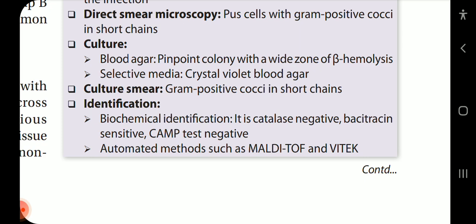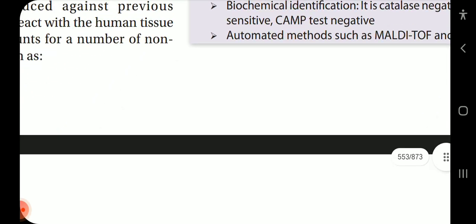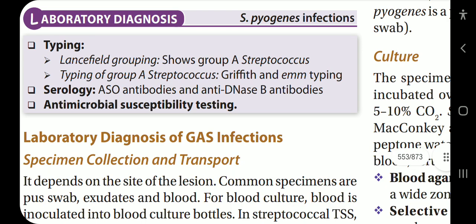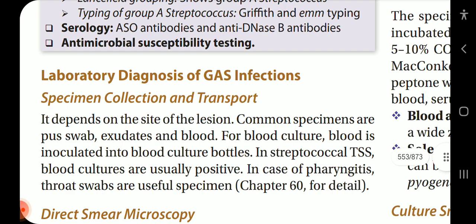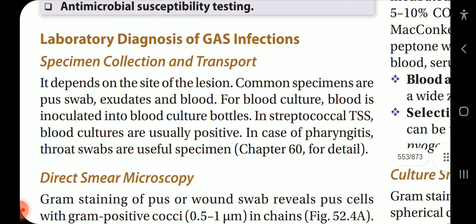Identification: biochemical identification by catalase negative, bacitracin sensitive, CAMP test negative. Automated methods such as Malditof and Vitek can be used. Typing: Lancefield grouping shows group A Streptococcus. Typing of group A Streptococcus: Griffith and emm typing. Serology: ASO antibodies and anti-DNase B antibodies. Antimicrobial susceptibility testing.